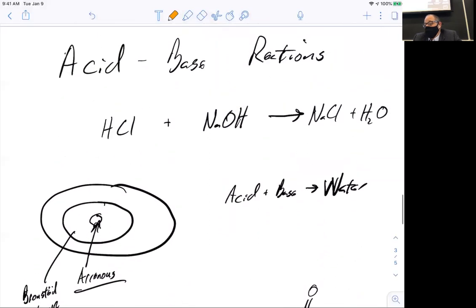Up here, could an Arrhenius acid-base be a Bronsted-Lowry acid-base? Yes. Do I have a proton transferring? Yeah, I have a proton transferring. I have movement of a proton.